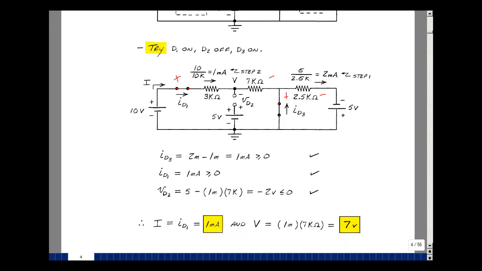And lastly, we've got to find the current I and the voltage V. The current I is the value of ID1, which is 1 milliamp, and the voltage V is really the voltage across the 7K resistor. We just found that to be 7 volts. And this is Supplemental Problem 2.2.